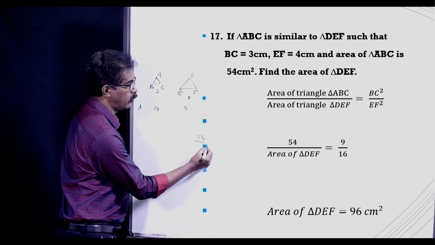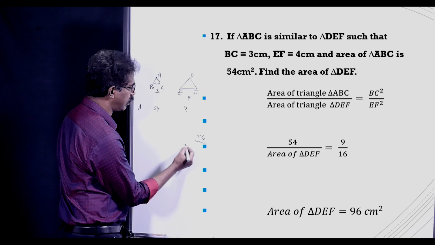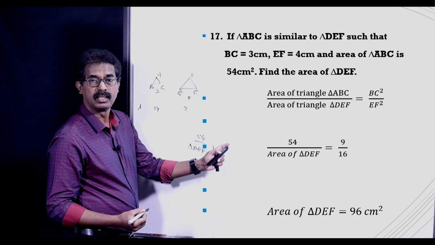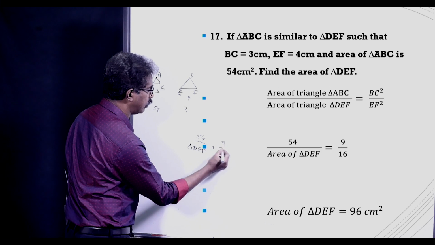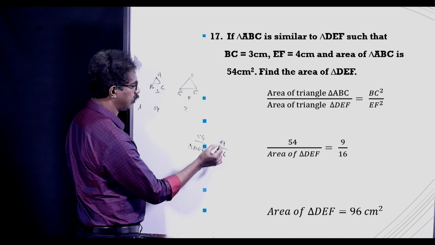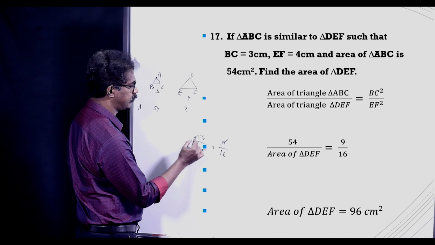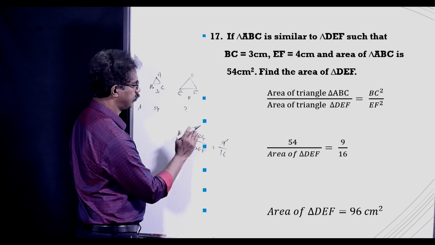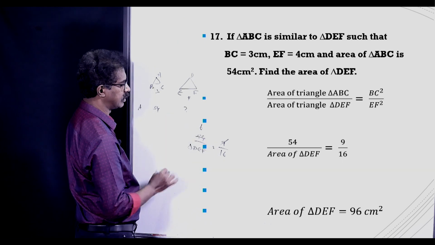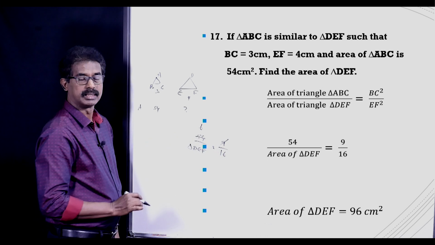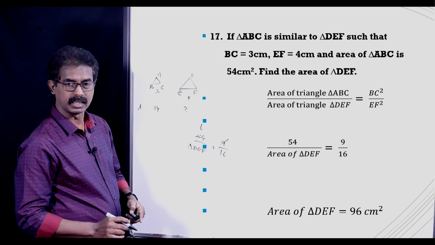54 by area of triangle DEF is equal to, the right side is 9 by 16. Now we can simplify by which table? 9 table you cancel. So 9 table you are getting 6. 9 and 54 cancels it. Cross multiply. Triangle DEF is equal to 16 into 6. You will get 96 as your answer.